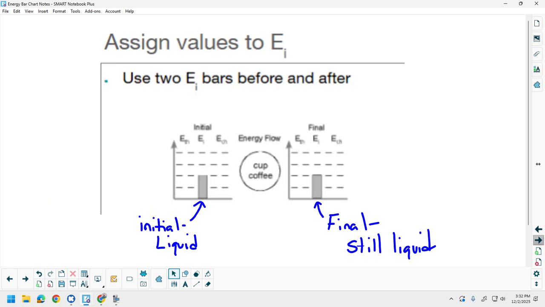So for our example here with the cup of hot coffee that cools down, we're going to start with 2 bars because initially the cup of coffee has a liquid, the coffee's a liquid. And after it cools down, it's still a liquid. So the interaction energy here has not changed. It was a liquid to begin with, it's a liquid at the end, so 2 bars and 2 bars.